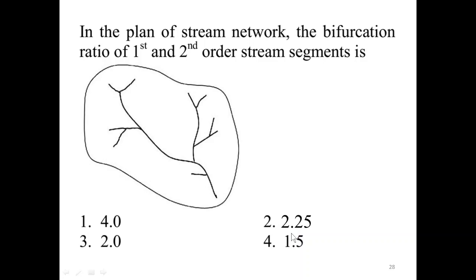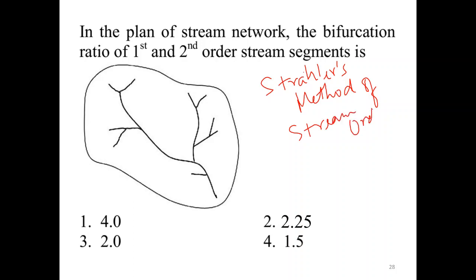Next, in the plan of stream network, the bifurcation ratio of first and second order stream segments is, okay, this is again a very easy question. You must have read about it in the geomorphology class. This is also sometimes referred to as Strahler's method of stream ordering. So, do you know how to order these streams?